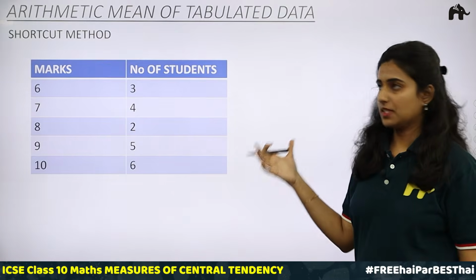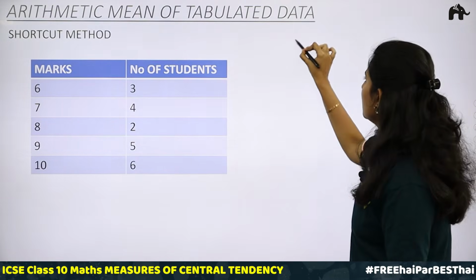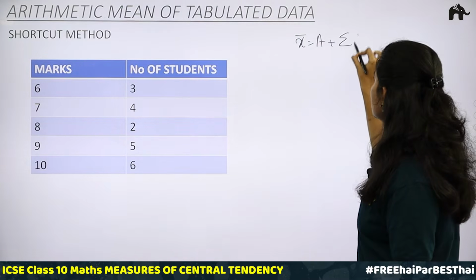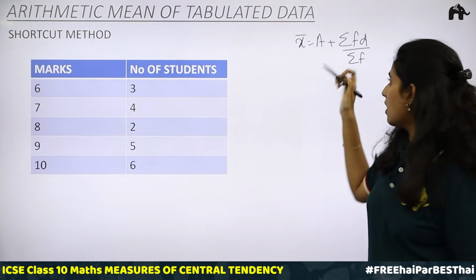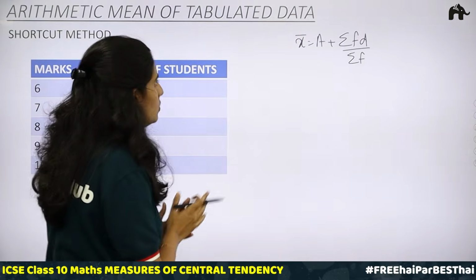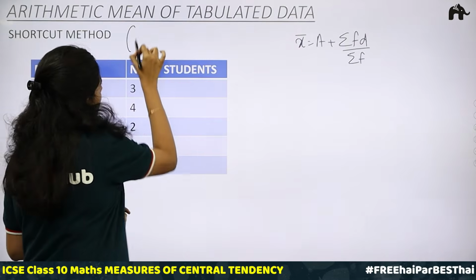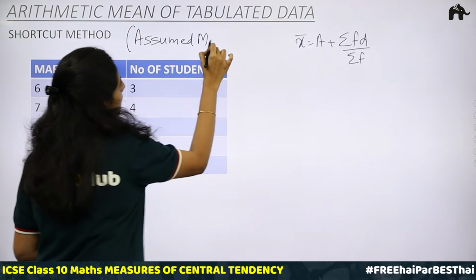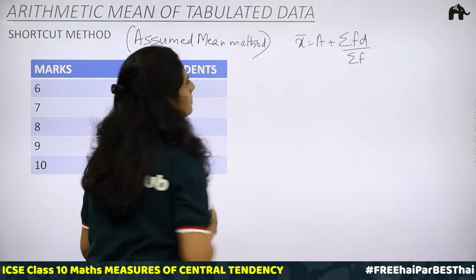How to use the shortcut method? Here, the formula to find mean using the shortcut method is x bar is equal to A plus summation fd divided by summation f. You will be having a doubt, what are A and d? We don't know, right? I'll teach you. Here A is called assumed mean. So this shortcut method has another name, which is assumed mean method. Okay, this is also known as the assumed mean method.